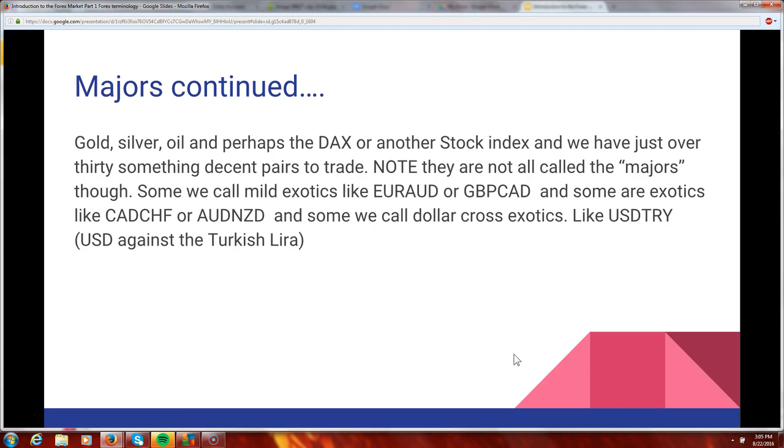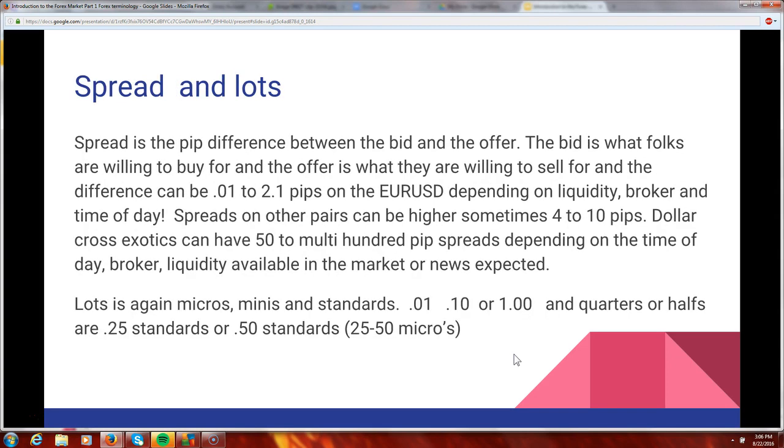It's not so wild. Then you have some other exotics like the CAD Swiss franc or the Aussie New Zealand, and sometimes they move great and sometimes they don't. Then we have the dollar cross exotics like the US dollar TRY. That would be the Turkish lira. So anyway, spreads, lots. Let's talk about spread and lot size.